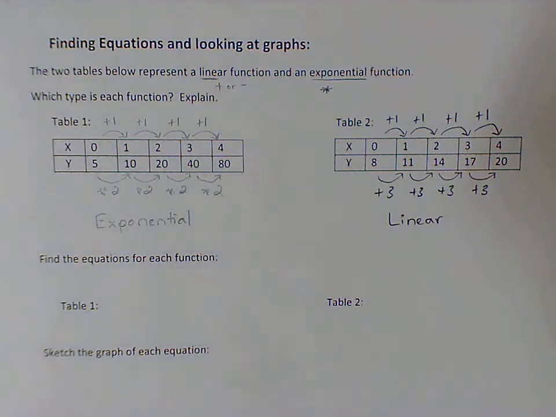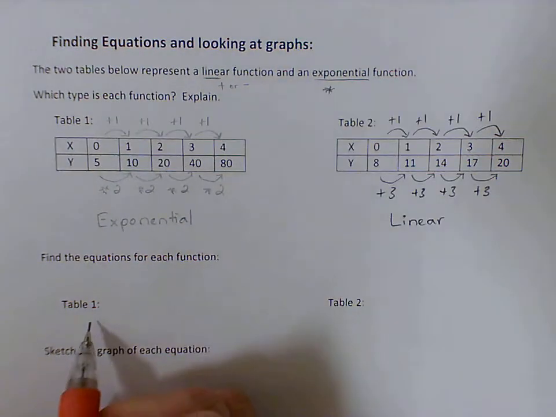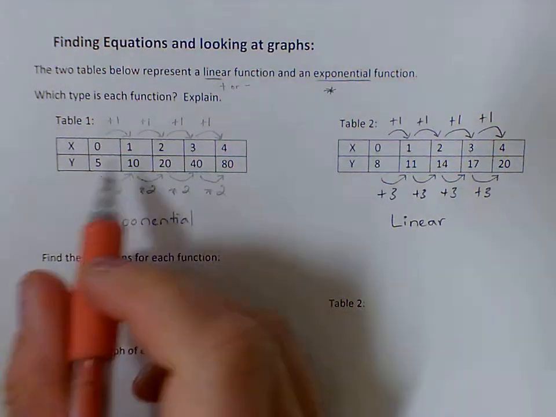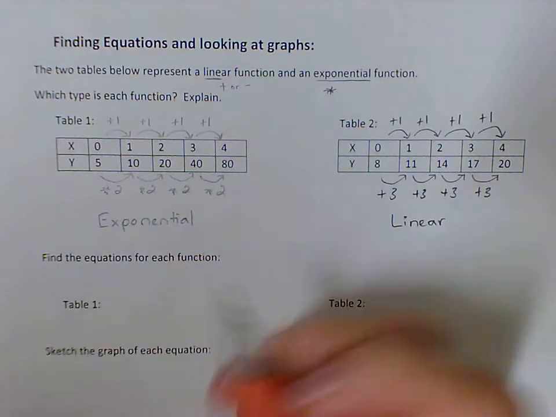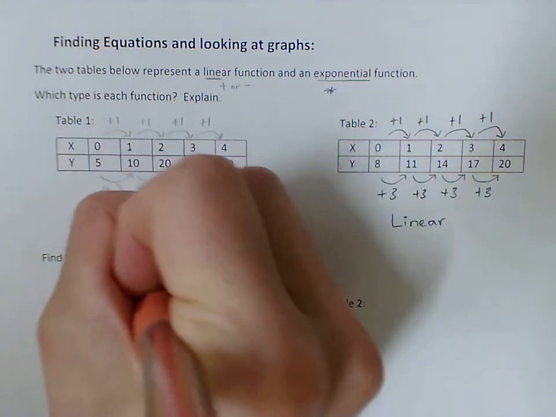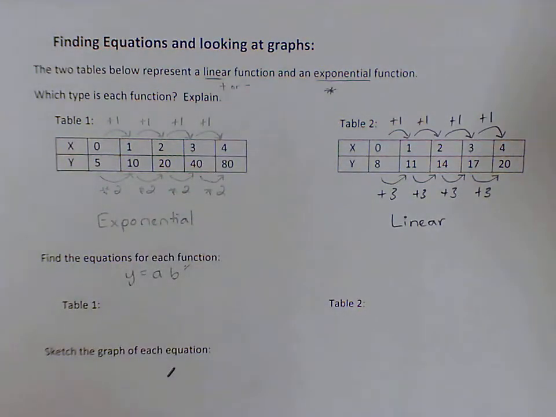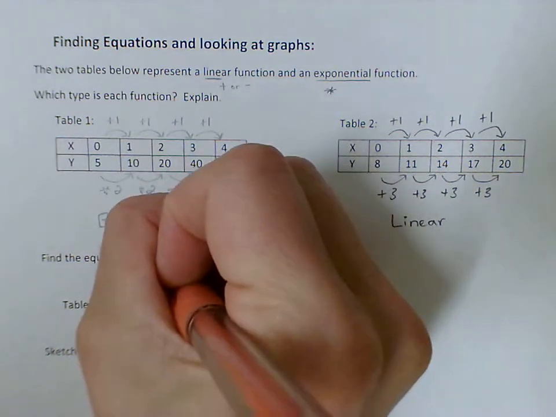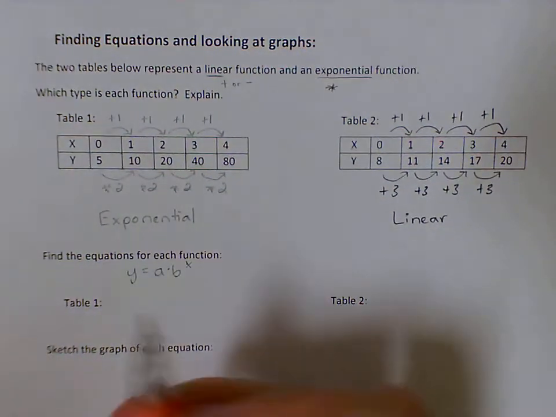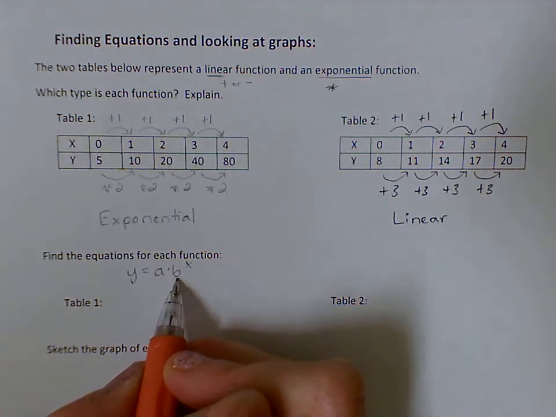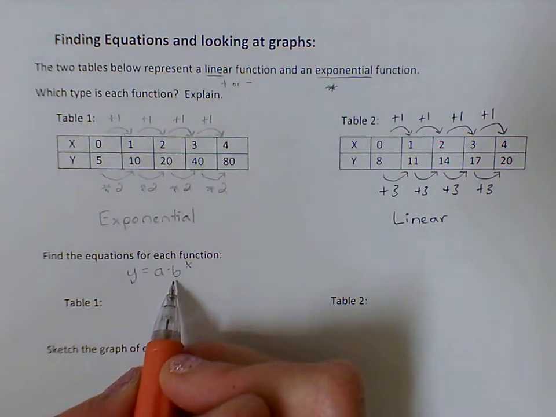So I'm going to review that. We're going to first start with this table right here, and we're going to write an equation that would represent that. Well, it's exponential. So the exponential function looks like this. If you go back and review your notes, you'll remember that A is your y-intercept, and then B is whatever number you're multiplying by.